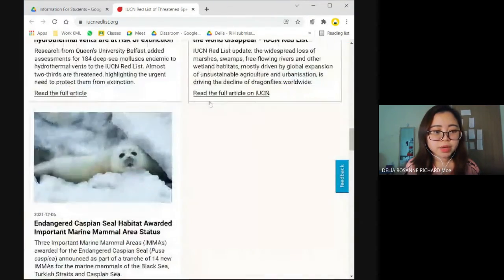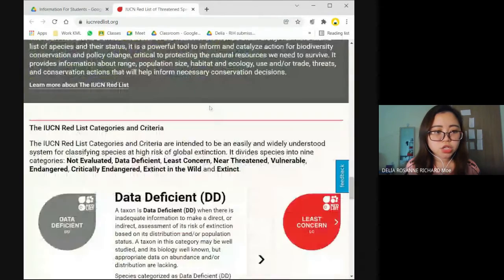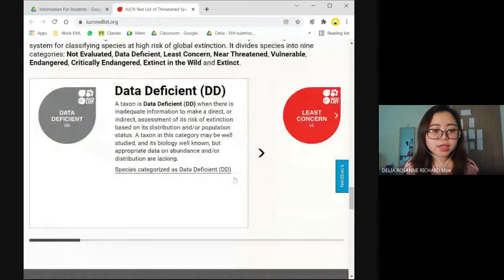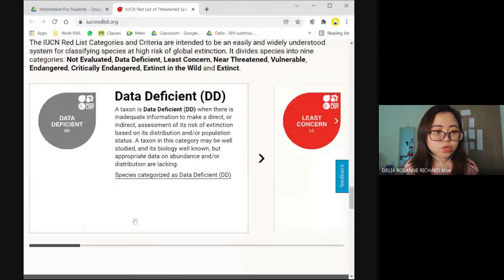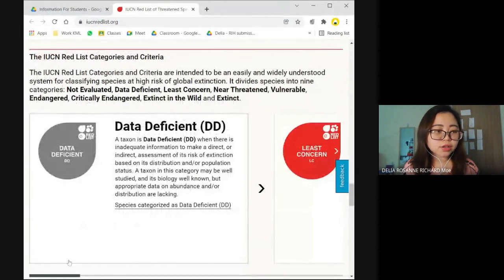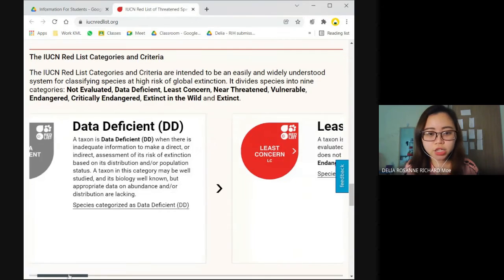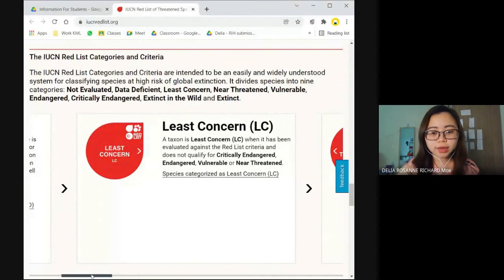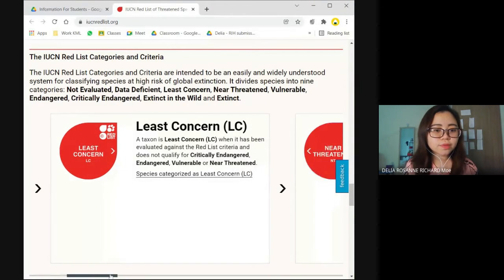They have a database talking about which animals are endangered, which ones are not. You can learn more about the IUCN Red List here. And these are the scales that they use. These are its categories. An organism may be data deficient. This is when they don't have any data and they don't know if the organism is endangered or not. Least concern is when the organism is doing okay, like chicken, perfectly fine, no problem, no need to worry that it will go extinct.